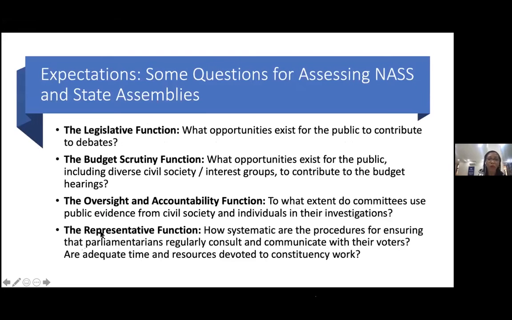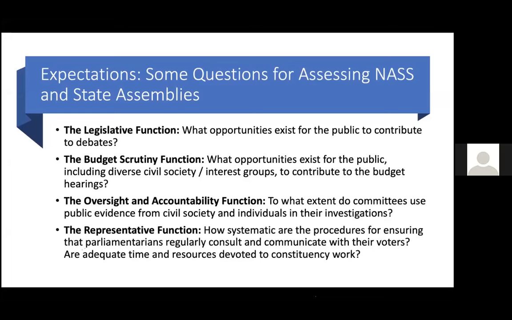So again, going back, some questions for assessing NASS and state assemblies are still the same. What opportunities exist for the public to contribute to debates? What opportunities exist for the public to contribute to budget hearings? To what extent do committees use public evidence from civil society and individuals in their investigations? These are some of the questions I think you should have for your legislatures and assemblies if you're planning to engage after they are set up.